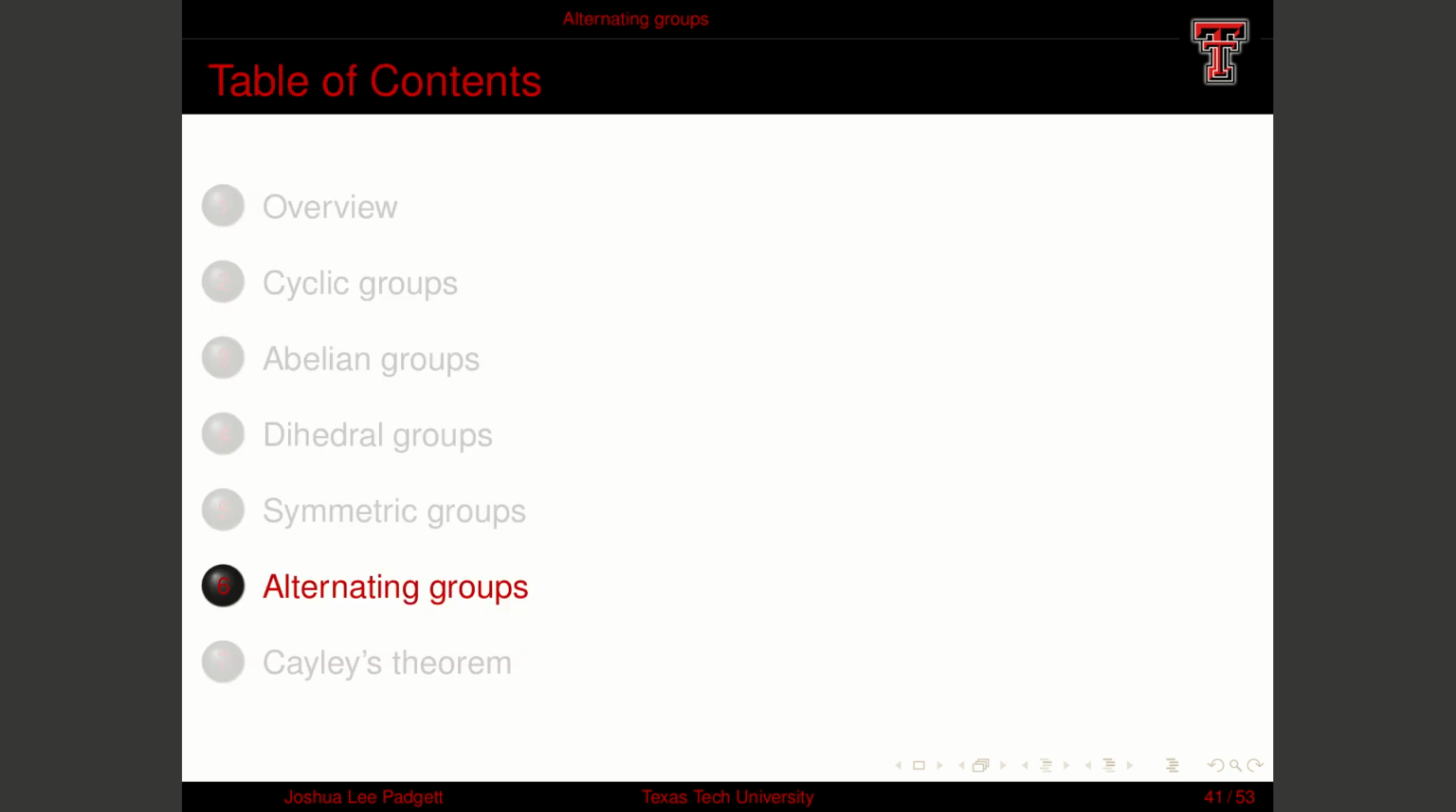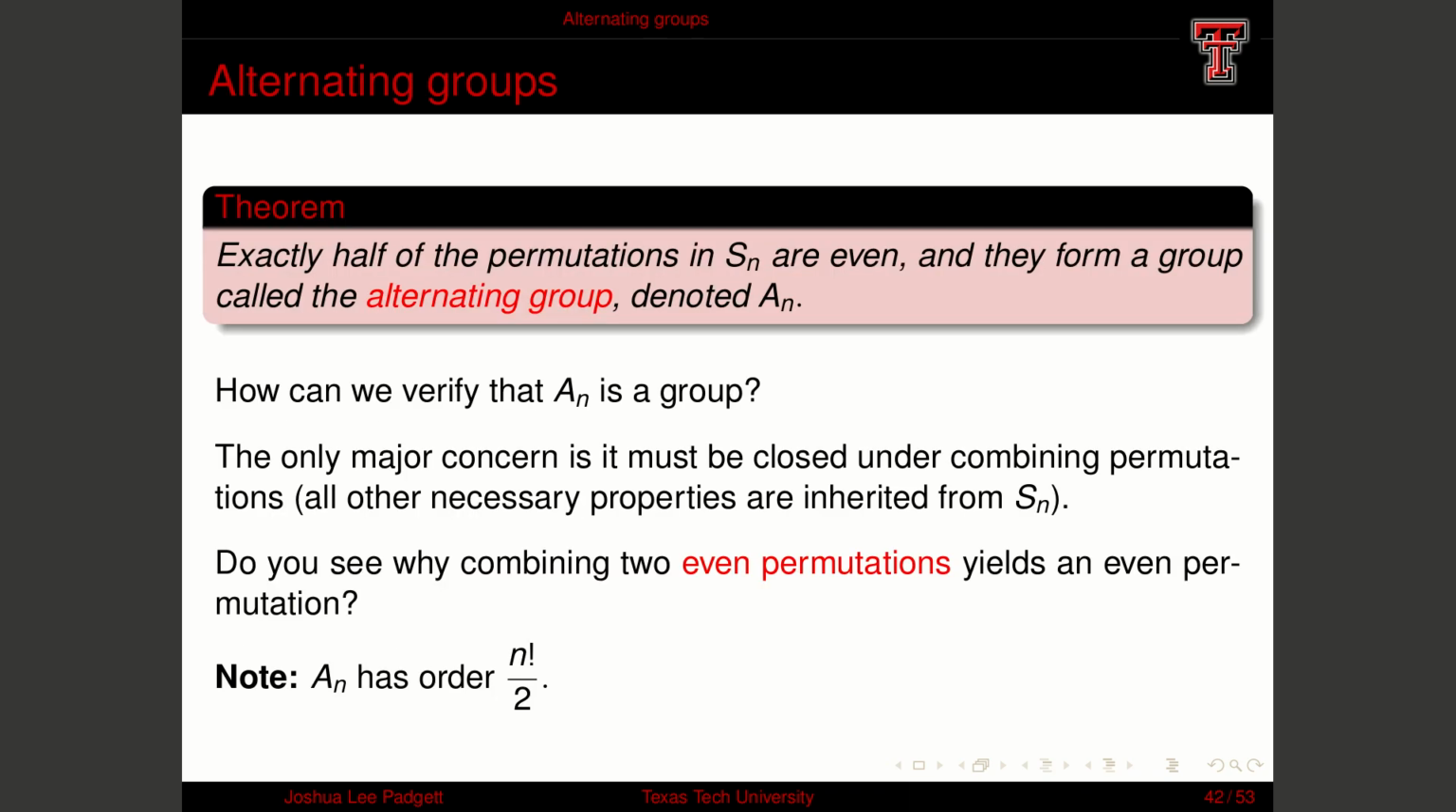Now that we have symmetric groups, we're obviously, from the previous problem, going to introduce alternating groups. And now I can give you a better definition of the alternating groups than I did in the notes. Exactly half of the permutations in Sn are even, and they form a group called the alternating group.